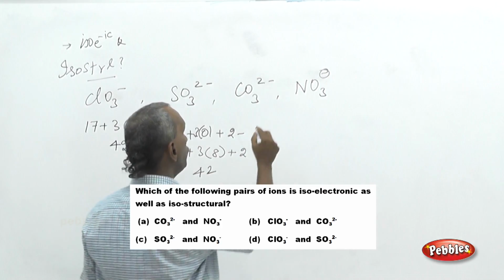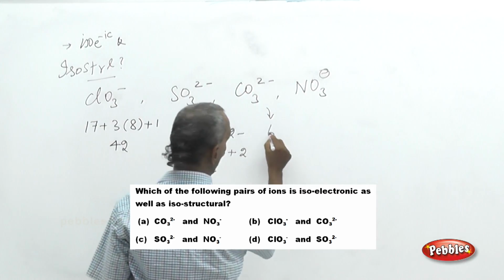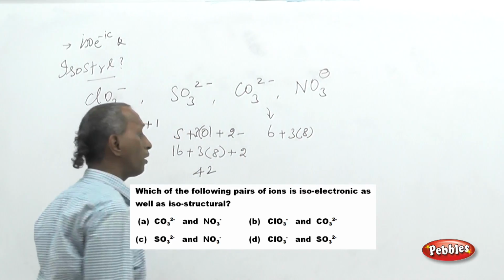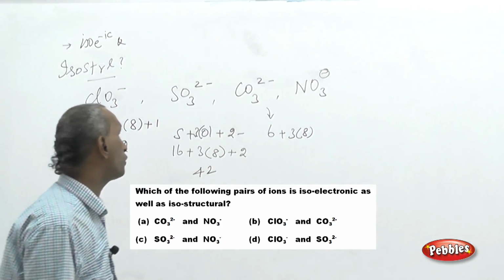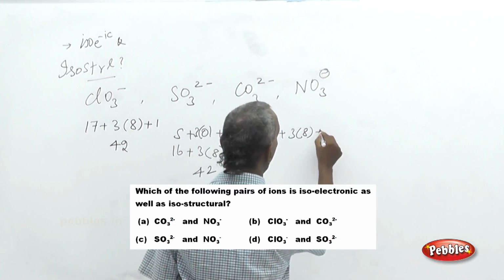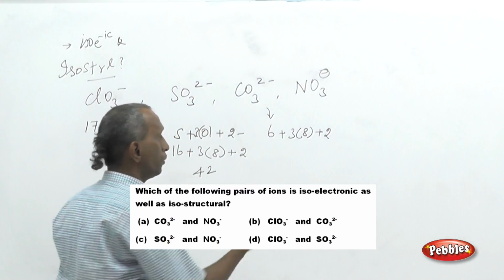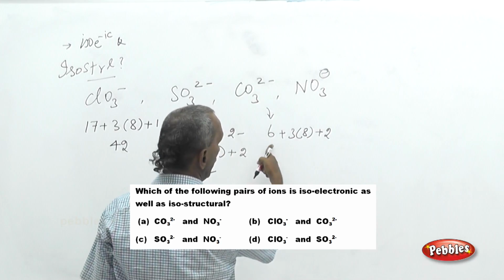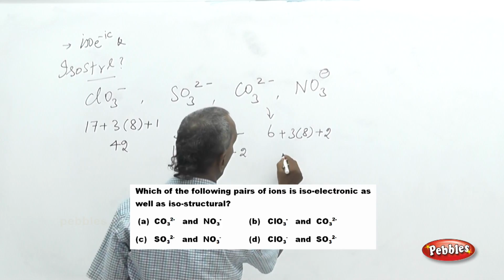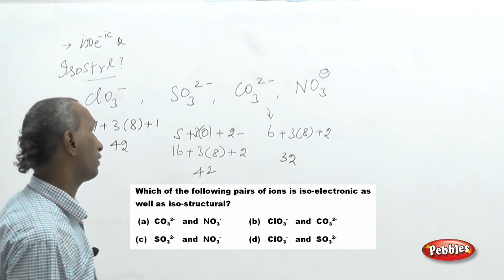Now coming to the case of carbonate, carbon atomic number is 6 plus 3 oxygens, each with atomic number, or number of protons or number of electrons, 8. So 3 into 8 plus 2 negative charges because they contain 2 electrons. So 24, 30, 3 8s are 24 plus 6, 30, plus 2, 32 electrons. So 32 electrons.